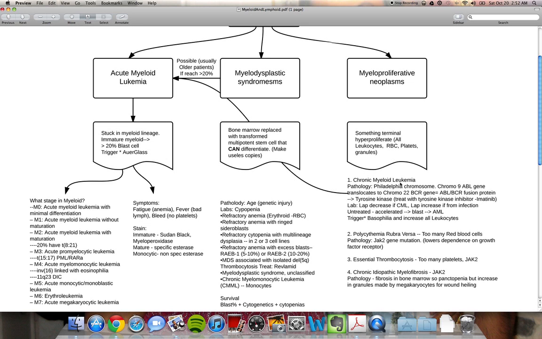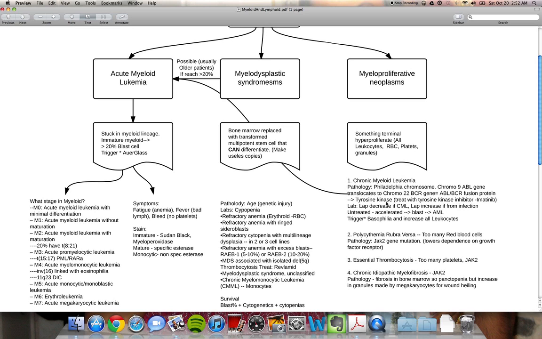Chronic myeloid leukemia. In this one, the pathology behind chronic myeloid leukemia is you have this Philadelphia chromosome. So you have a translocation between chromosome 9 and 22. Chromosome 9 has an ABL gene, chromosome 22 has a BCR gene. You combine the two, and you get a BCR-ABL fusion protein. This fusion protein creates a tyrosine kinase. Alright, now the tyrosine kinase actually somehow helps mimic growth factors.